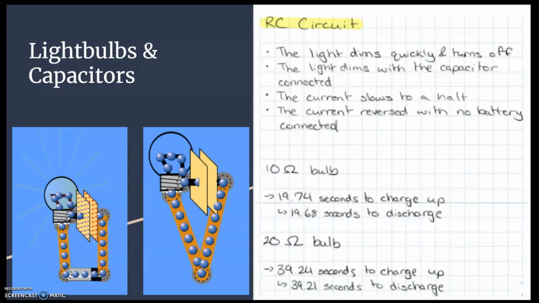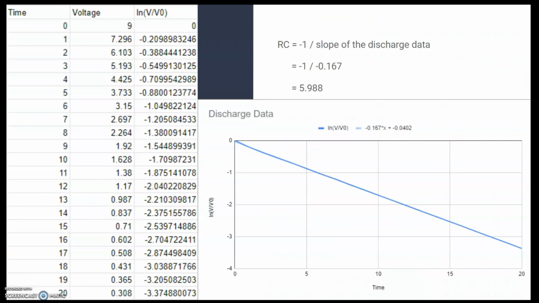Beneath that are the times we were asked to record. For the 10 ohm bulb, it takes 19.74 seconds to charge up and 19.68 seconds to discharge. I can assume that these times are supposed to be the same, however, due to human error, they are not. With the 20 ohm bulb, it takes 39.24 seconds to charge up and 39.21 seconds to discharge, roughly double the 10 ohm bulb. This is the data that I recorded.